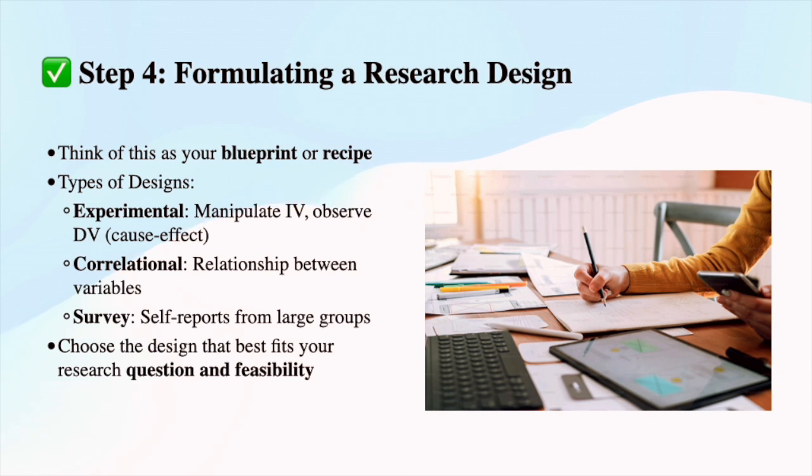Now you build a blueprint, a detailed plan for your study. It's like writing a recipe that tells you what to do step by step. Some common designs are experimental. Here you change something and see what happens, like testing meditation to reduce anxiety. Then there is correlational. You just observe how things relate without changing anything, like how sleep hours and stress relate. Then there is survey. You ask questions to a large group to get their opinions or experiences. The point is to pick a design that best answers your question while reducing errors or bias.